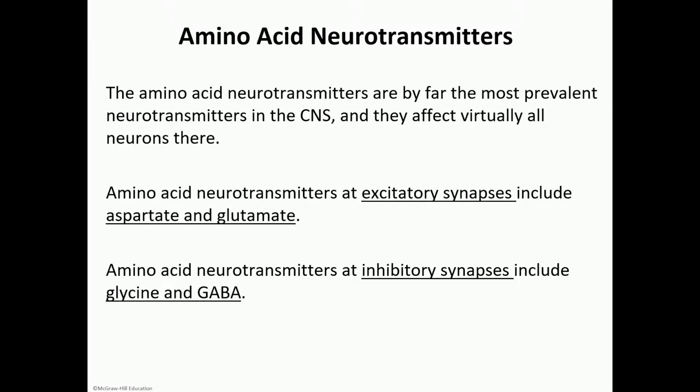Now, the amino acid neurotransmitters. These are the most prevalent in the CNS. Notice that we are not including the PNS in this equation. So amino acid neurotransmitters are found in the central nervous system, so brain and spinal cord. Some of them are excitatory, like aspartate and glutamate, also known as aspartic acid and glutamic acid, while the inhibitory neurotransmitters are glycine and GABA. We'll talk about the 3 Gs: glutamate, glycine, and GABA.